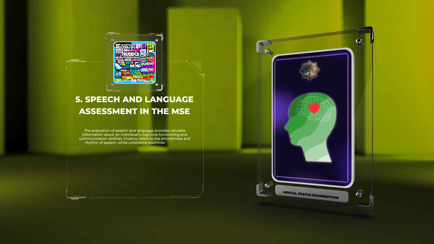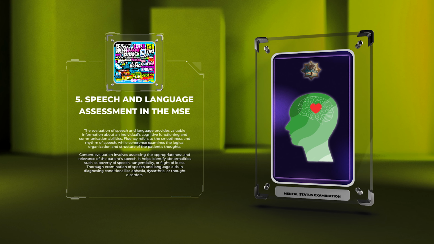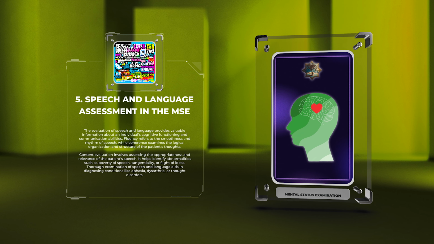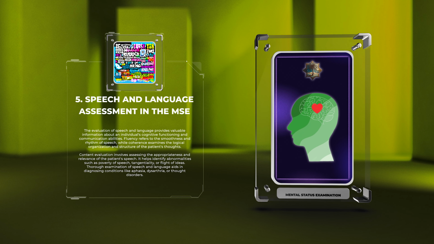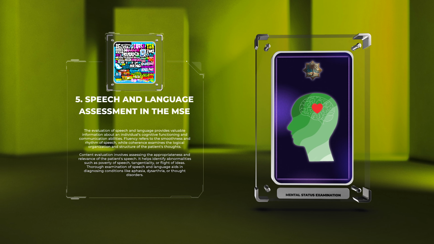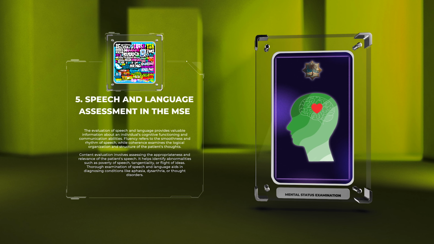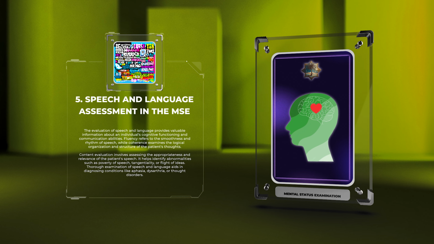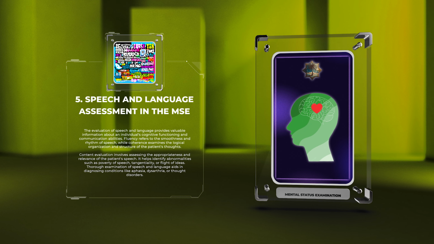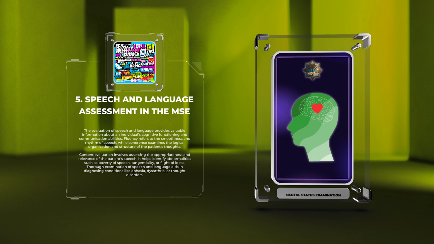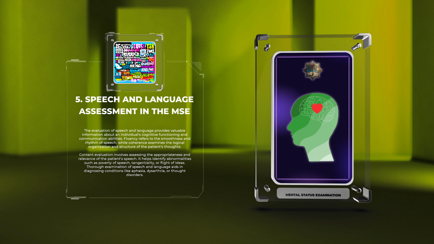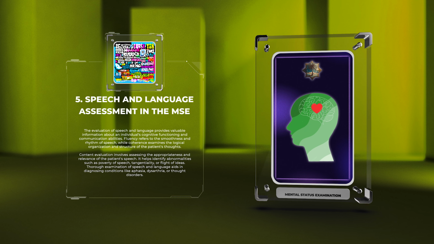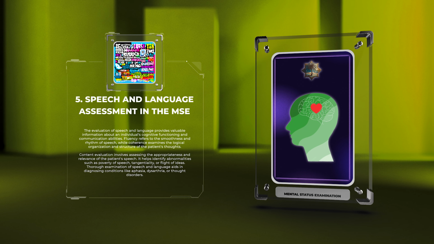The evaluation of speech and language provides valuable information about an individual's cognitive functioning and communication abilities. Fluency refers to the smoothness and rhythm of speech, while coherence examines the logical organization and structure of the patient's thoughts. Content evaluation involves assessing the appropriateness and relevance of the patient's speech. It helps identify abnormalities such as poverty of speech, tangentiality, or flight of ideas. Thorough examination of speech and language aids in diagnosing conditions like aphasia, dysarthria, or thought disorders.